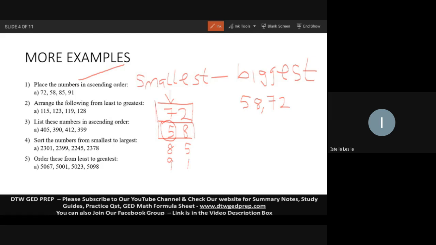What is the next smallest number? 8. Good. So no repetition for 8. So we have 85. And then finally, this is the last one. So we have it to be 91. So this is the answer in ascending order. So anytime you see ascending order, it's saying from the smallest down to the biggest.